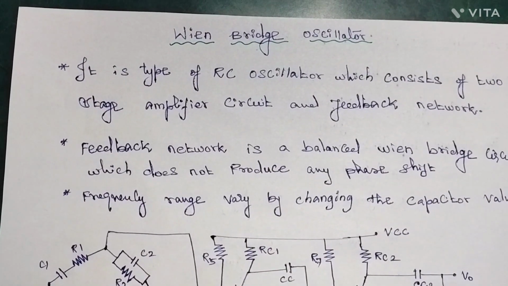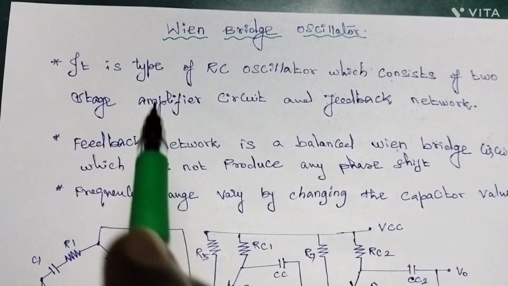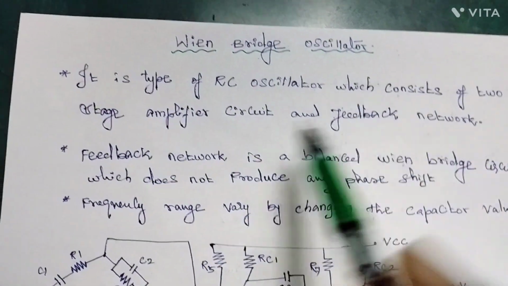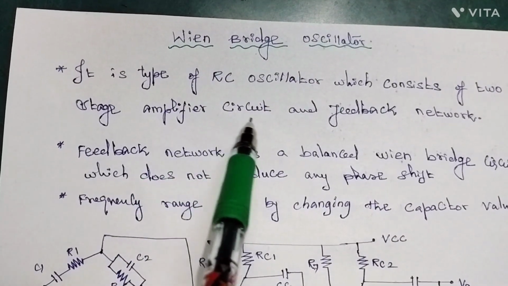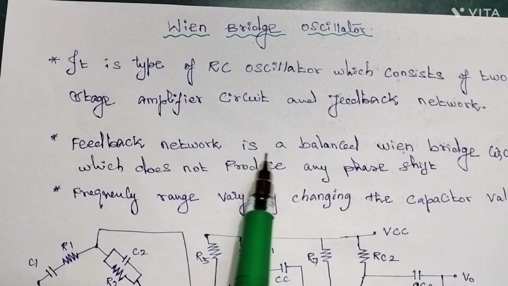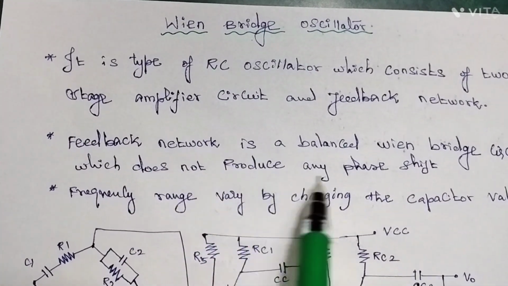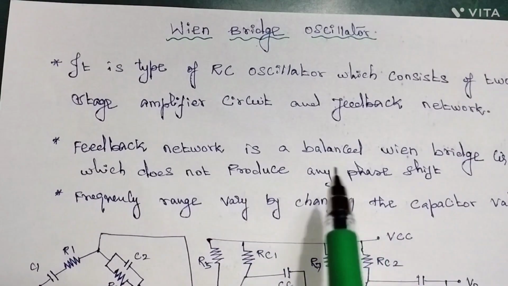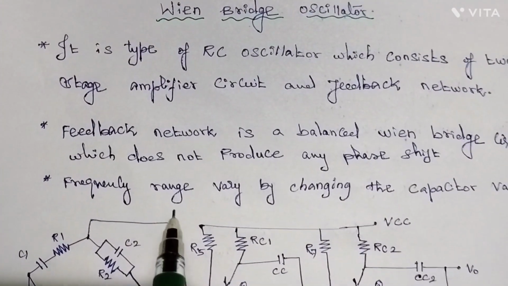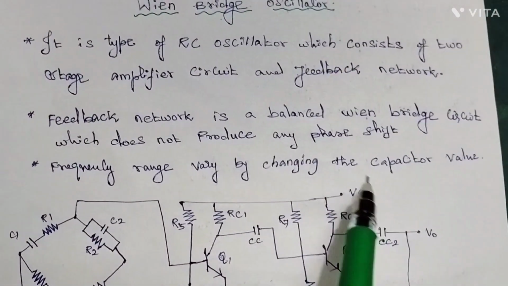In this session we will discuss the Wien bridge oscillator. It is a type of oscillator which consists of two stages of amplifier circuit and a feedback network. The feedback network is a balanced Wien bridge circuit which does not produce any phase shift. Unlike the RC phase shift oscillator, it doesn't produce any phase shift. The frequency range varies by changing the capacitor value.